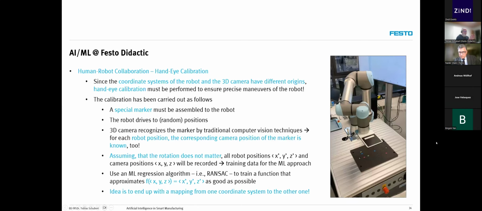And for all of those of you who are familiar with robotics, of course, you know, okay, what is a tricky point in that scenario? It's what we call hand-eye calibration.